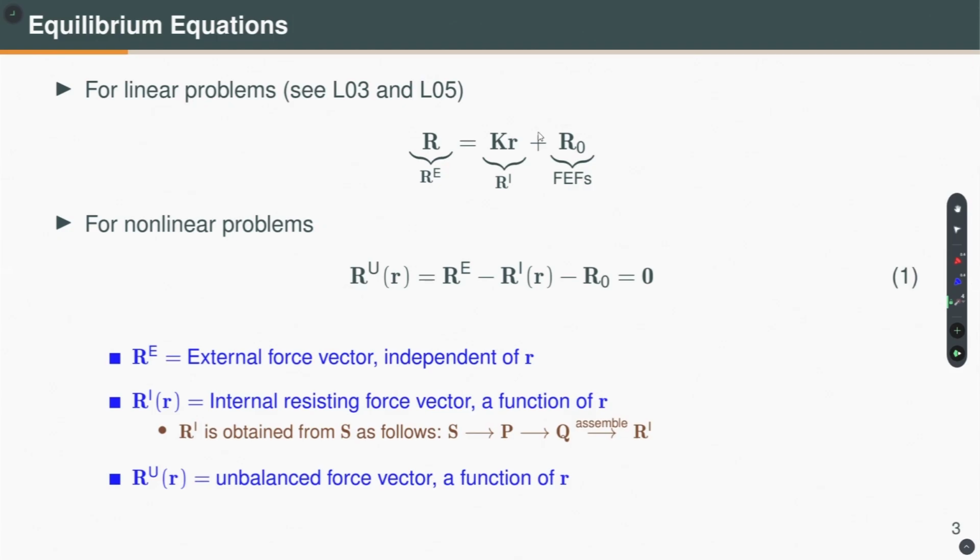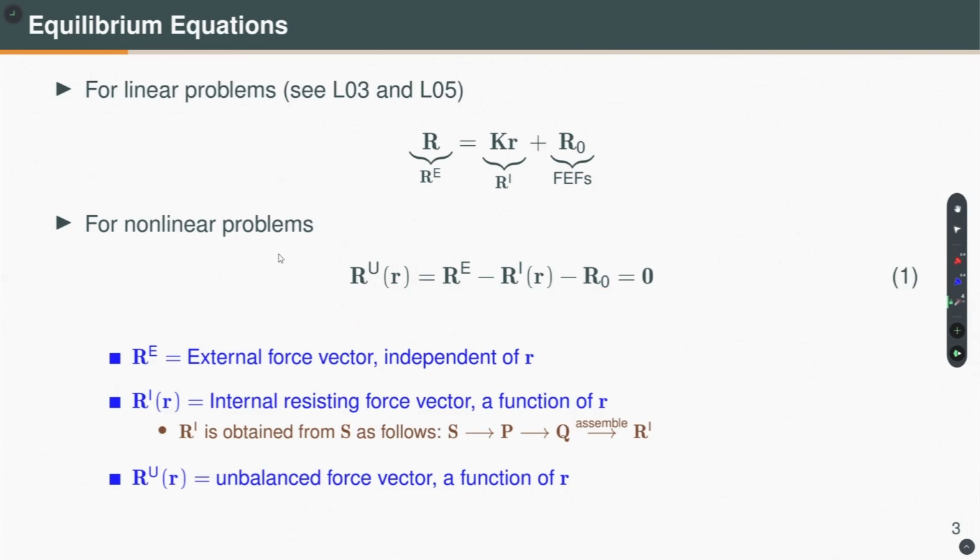Now, for nonlinear problems, we will call this R superscript E, that means external load vector, and this is basically the vector of internal forces all along the same degrees of freedom that are defined at the structure level. We will call this Ri, and R0, if you recall, are fixed end forces. For a nonlinear problem, in one of the lectures we did a simple nonlinear problem. We can write the external force vector minus the internal resisting force vector minus R0 as my unbalanced force vector.